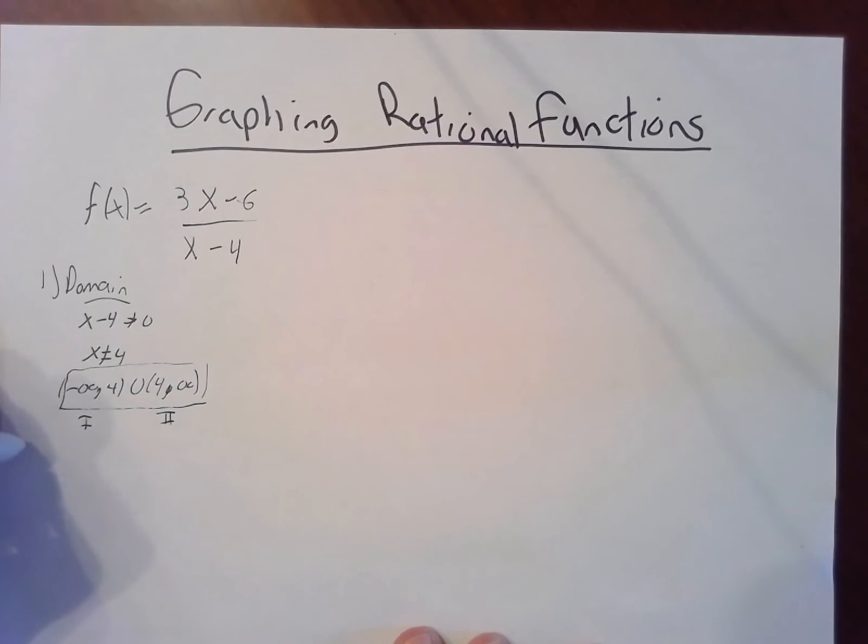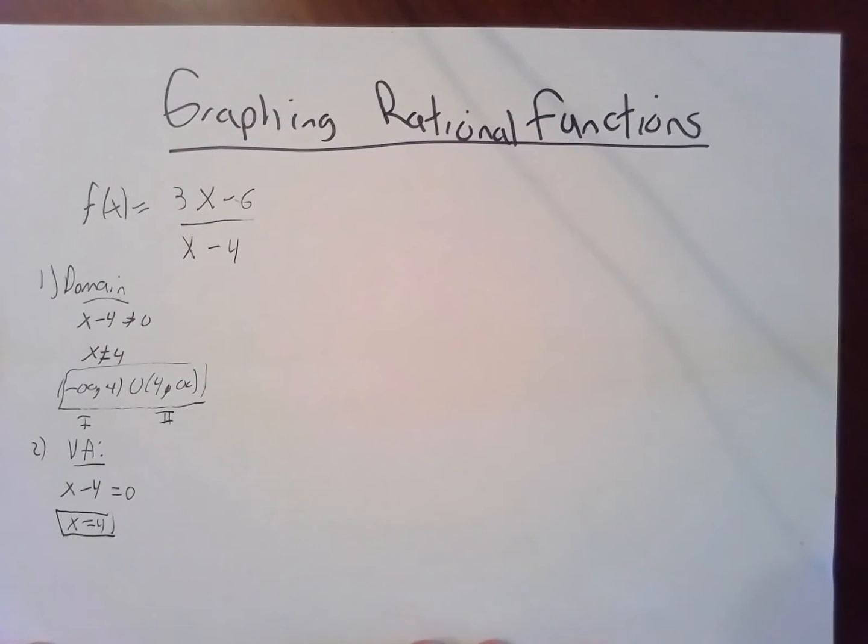Okay, step 2, find any asymptotes. So let's find any vertical asymptotes first. To do that, we take the bottom, set it equal to 0. Vertical asymptotes, take the bottom, set it equal to 0, and we get x equals 4. That's the same thing we just did right here. Finding the domain and finding the vertical asymptotes are the same work. We just write the answer a little differently. We get x equals 4. Vertical asymptotes are vertical lines, and they're always x equals a number.